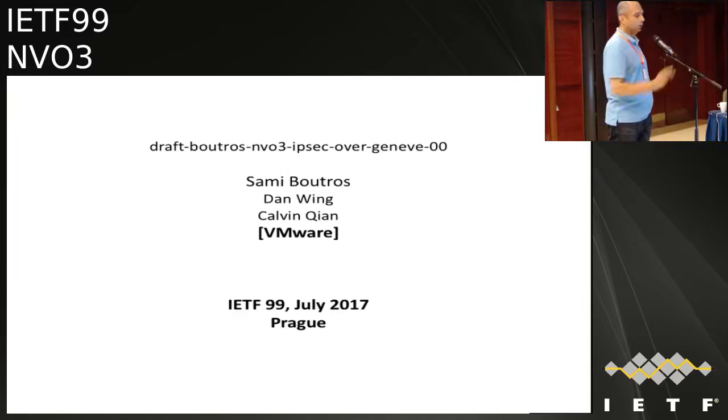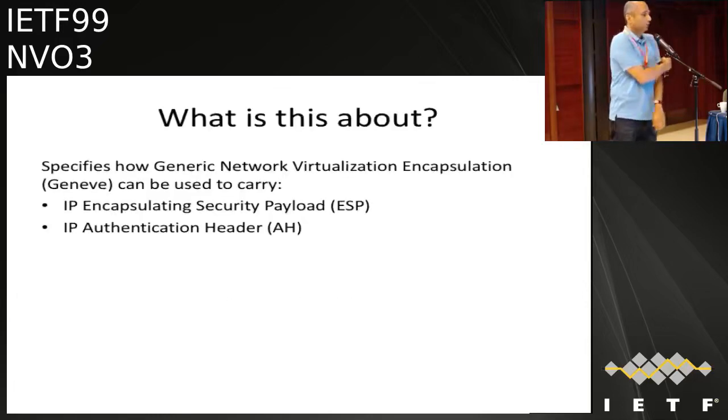This draft is a proposal on how to carry IPsec over Geneve. IPsec defined two protocols here, which are the Encapsulating Security Payload, or ESP, as well as the Authentication Header, or AH. Those are two different IP protocol types, 50 and 51. So here we are going to be discussing how we can carry those protocols as next protocols over Geneve.